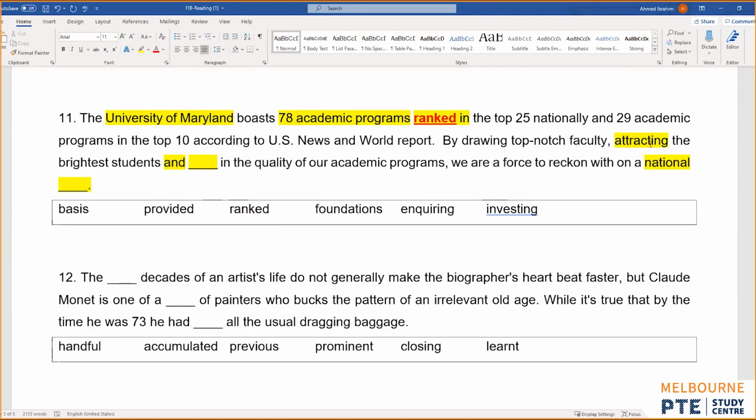By drawing top-notch faculty, attracting the brightest students, and dash in the quality of our academic programs. Now remember, you have and in here, okay? And remember, after and, this is actually a first word you are looking for. And I also highlighted attracting in here, because both of these, attracting the brightest students and dash in the quality of our academic programs, they are phrases, but they are joined by and. So the phrase before it might give you an idea of which word will come in here. Okay, so have a look at the highlights that I gave you, and then tell me what you think would be the answer.